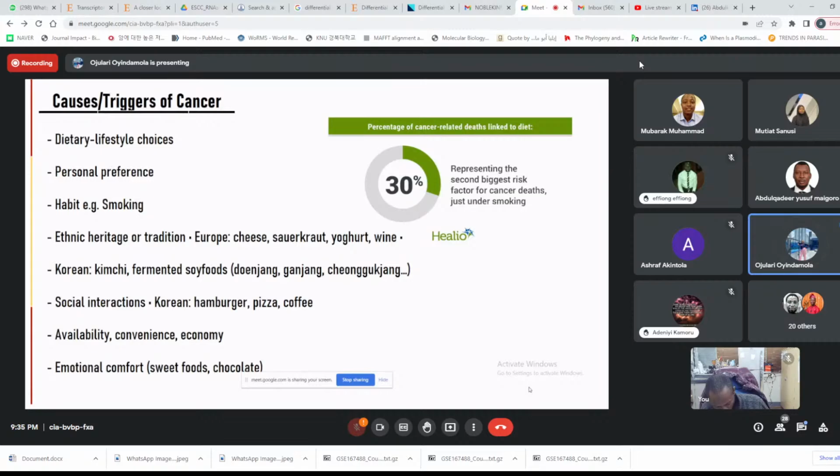So they are interwoven. All these things that we are talking about is not to say, oh, because I'm not obese, I cannot have cancer, or because I'm dieting, I cannot have cancer. No, all these things work hand in hand.